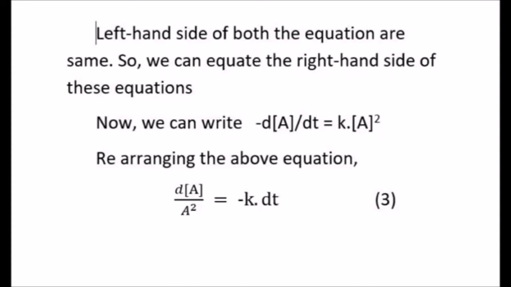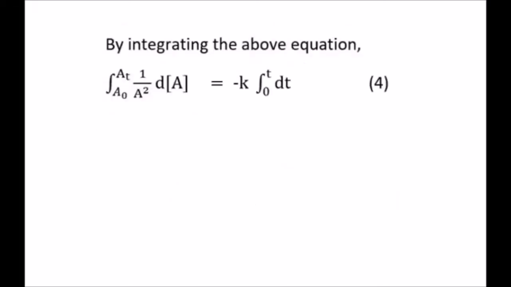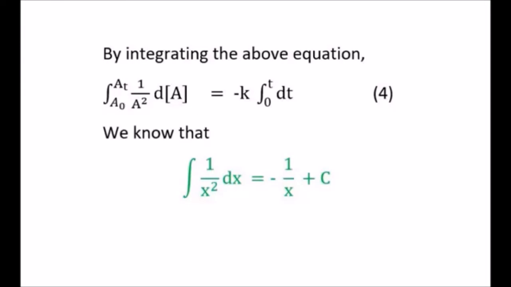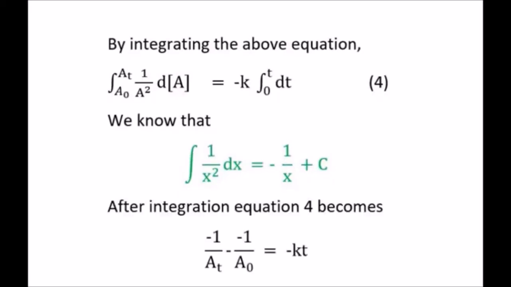Now rearrange the equation. So you will get that equation as d of A by A square equal to minus K into dt. Now we have to integrate the above equation. So integrating from A0 to AT of 1 by A square dA equal to minus K into integrating from 0 to T of dt. We know that if you are integrating 1 by x square dx, we will get minus 1 by x plus c. So after integration, the equation becomes minus 1 by AT minus 1 by A0 equal to minus KT.